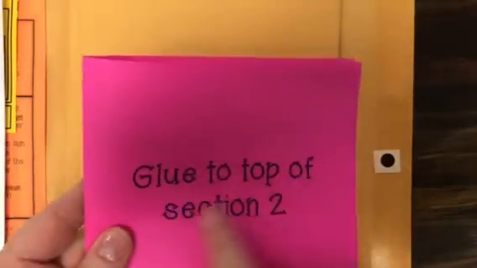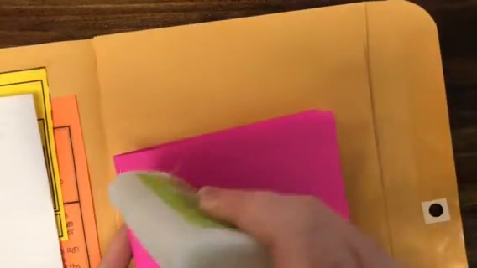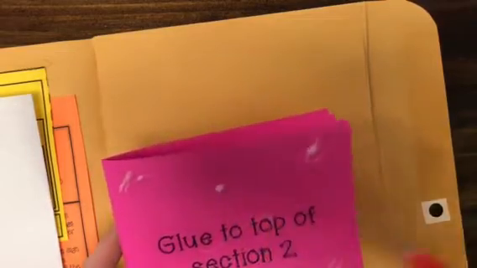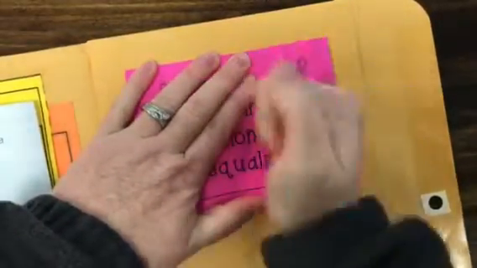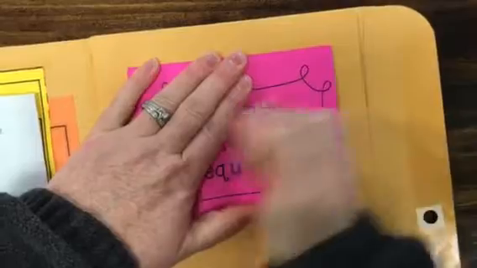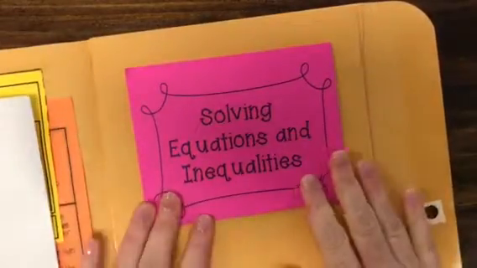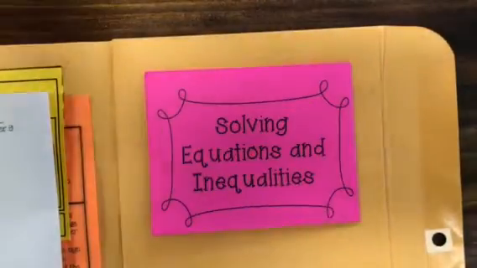On the back, it should say glue to top of section 2. We're considering this section 2. It's the inside page of the first one. So we're going to put our dots, and then I'm going to glue this to the top of section 2. So we should be starting to stick a little bit on some of these other ones.